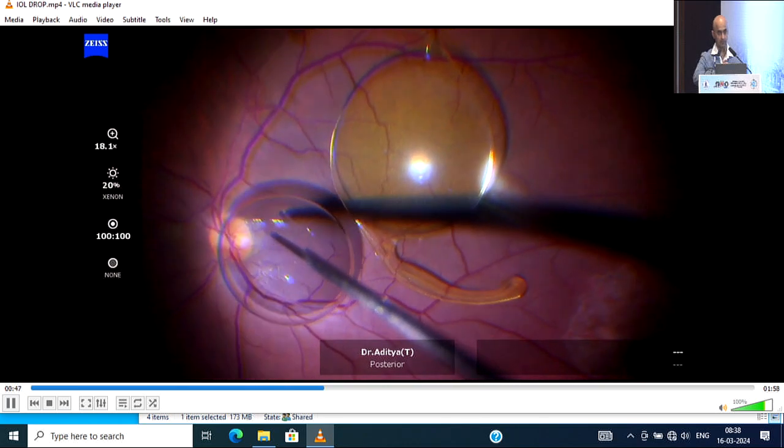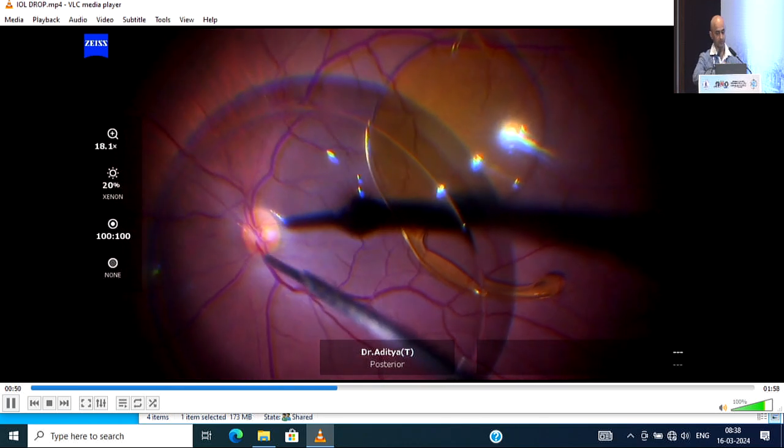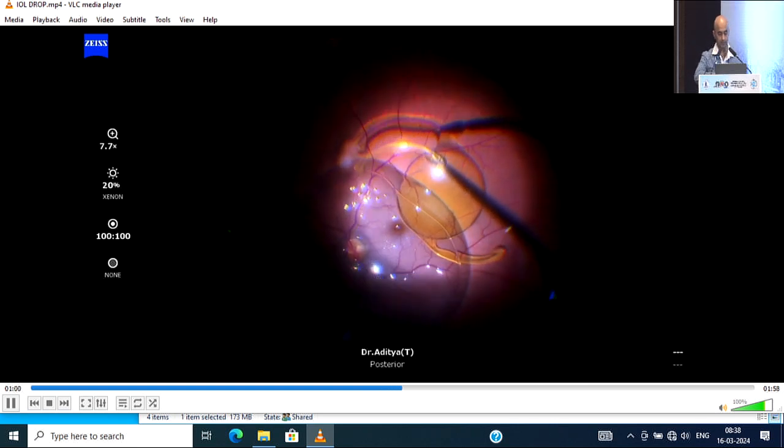Now I put some PFCL. You can put PFCL beforehand so as to protect the macula as well. And then with the forceps, you can lift this lens out. Already the scleral tunnel is ready, so this lens is going to go out and a new 3-piece IOL will come in.